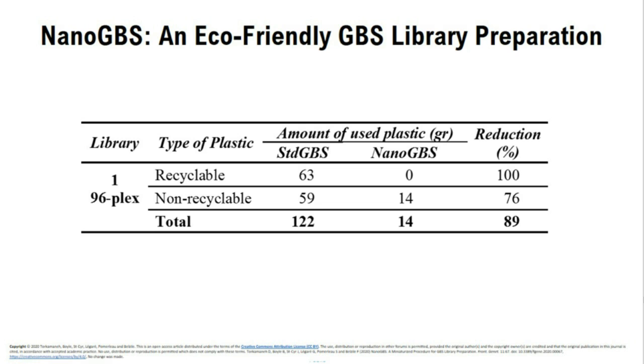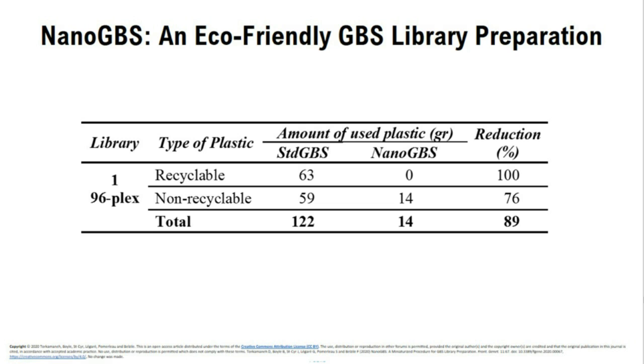But using the NanoGBS, we reduce the recyclable plastic to 0. Literally, we are not using any recyclable plastic. And we use only 14 grams of non-recyclable plastic. They are the plate, the source, and the destination plate that we use in the machine. And in total, we reduced the use of plastic by 89%. So we can say this approach is very eco-friendly and can be very useful to reduce the use of plastics in genomics labs.